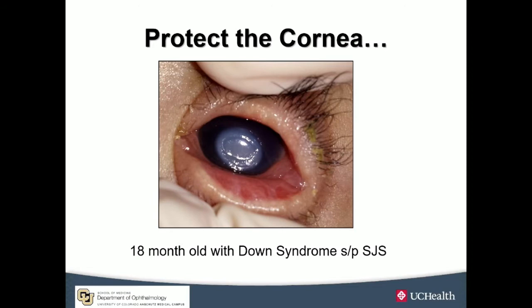She had Down syndrome and was still living in the hospital due to poor feeding and nutrition. She also had Stevens-Johnson syndrome. I was trying to make out what's going on with this cornea, because it didn't really look like a normal infiltrate. And we did amniotic membrane grafting twice.